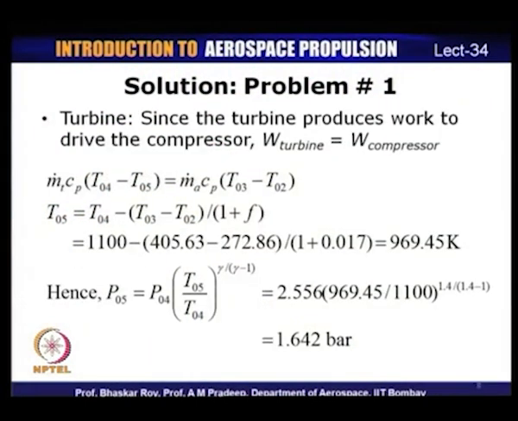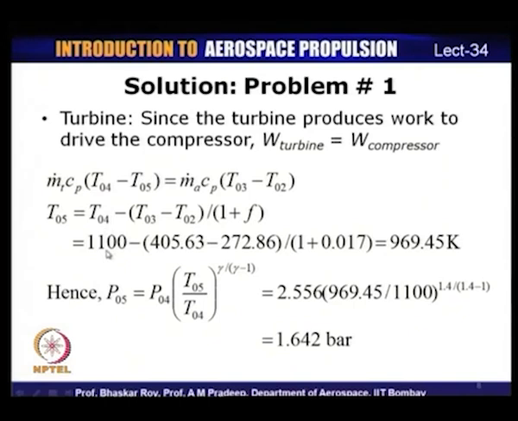Now, in the turbine, as I have mentioned, for a turbojet engine, the turbine generates work only to drive the compressor. Therefore, turbine work is equal to compressor work. Turbine work is mass flow rate through the turbine into Cp into the temperature difference, that is T04 minus T05. This is equal to m dot A, which is mass flow rate of air, into Cp into T03 minus T02. So, if we simplify this, we get T05 is equal to T04 minus (T03 minus T02) divided by 1 plus f. So, all these numbers are known to us.